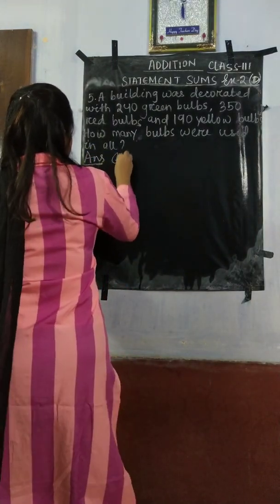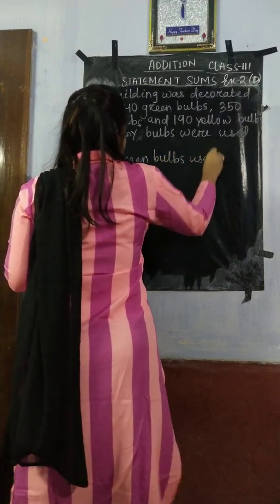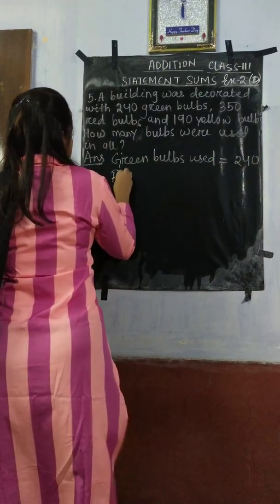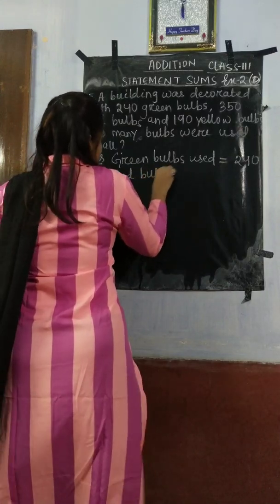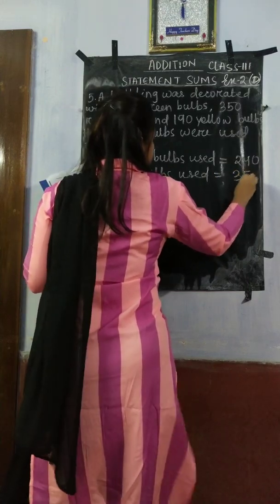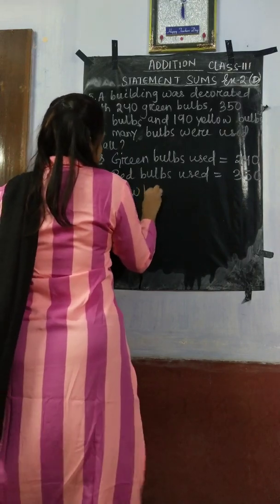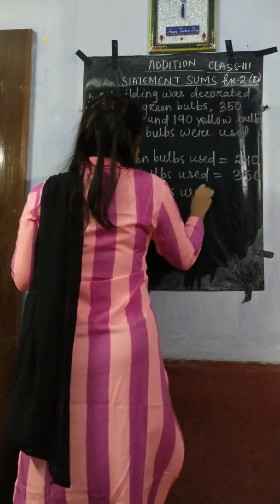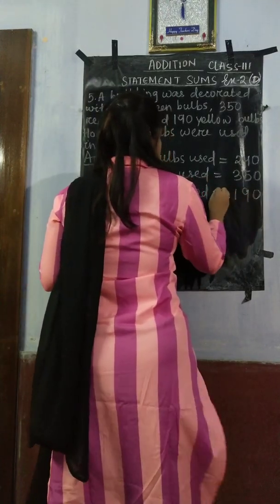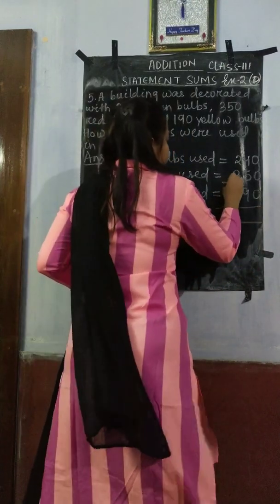Let's write the statements for this. Green bulbs used equals to 240. Red bulbs used equals to 350. Yellow bulbs used equals to 190. So to find out the total number of bulbs decorated, we have to add it.